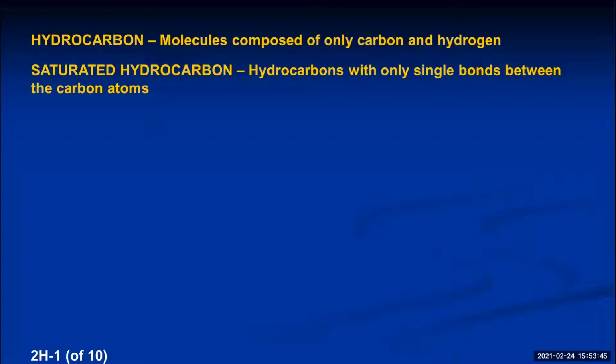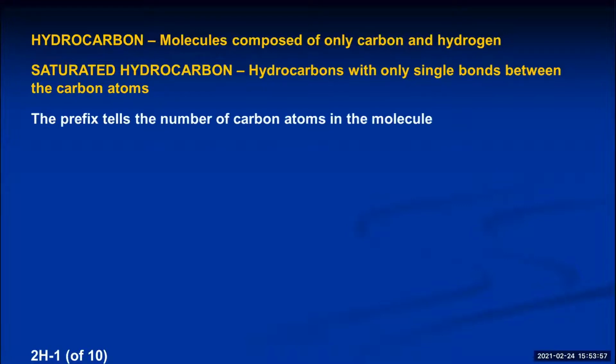So if you have a compound made of only carbons and hydrogens, and you want to name that, they actually have a little prefix that tells how many carbons are in the longest chain of the molecule. So there's a prefix that tells the number of carbon atoms that exist in your particular hydrocarbon molecule. And specifically, this means the number of carbon atoms in the longest chain.